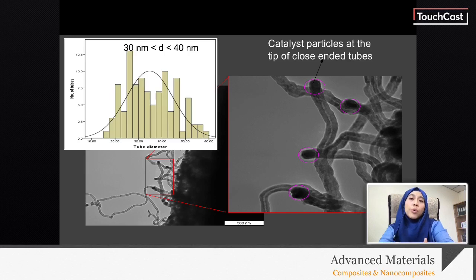In order to view individual carbon nanotubes, a transmission electron microscope is used, which is shown in these images. And the images provide insight into the growth mechanism of the carbon nanotube coating, and information on the size distribution of carbon nanotubes can also be extracted.